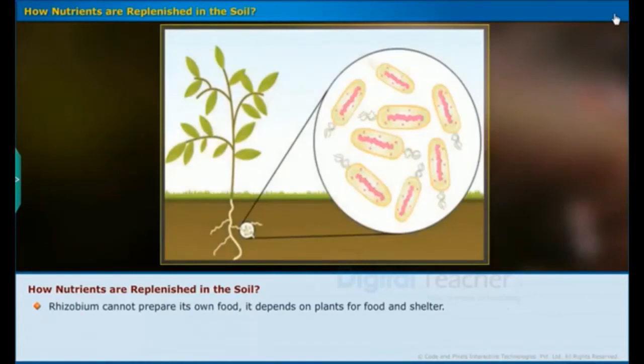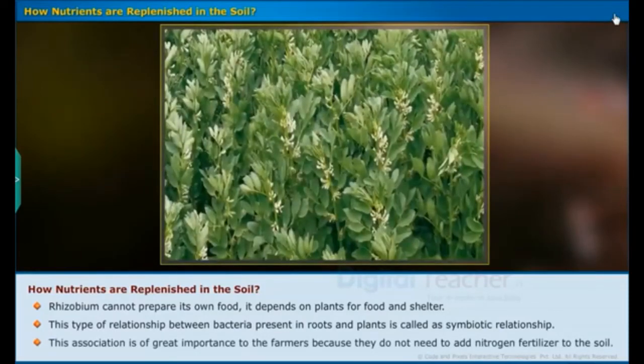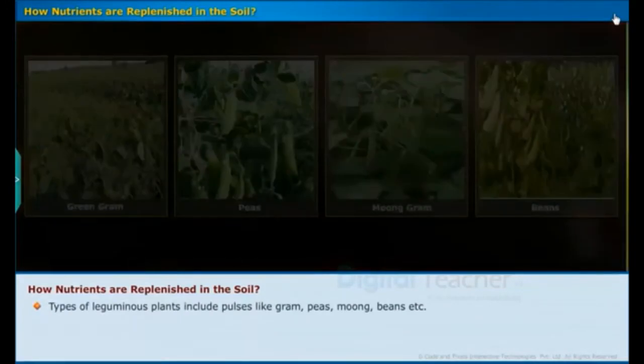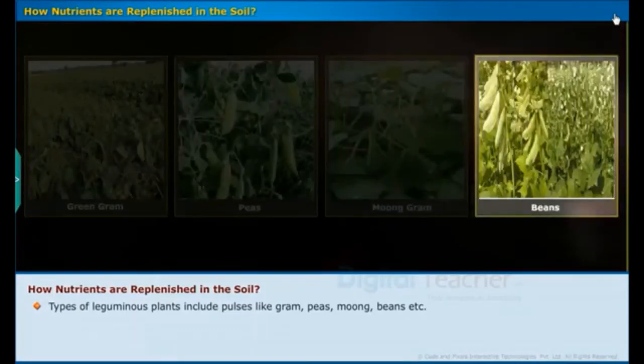Rhizobium cannot prepare its own food. It depends on plants for food and shelter. This type of relationship between bacteria present in roots and plants is called a symbiotic relationship. This association is of great importance to the farmers because they do not need to add nitrogen fertilizer to the soil. Types of leguminous plants include pulses like gram, peas, moong, beans, etc.